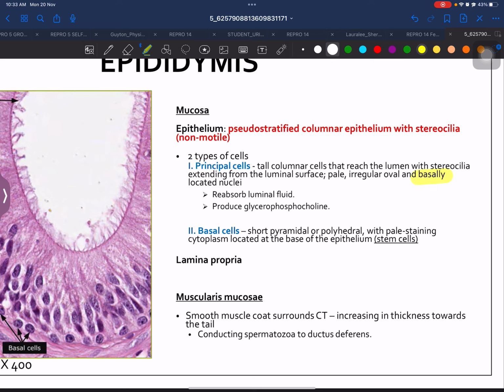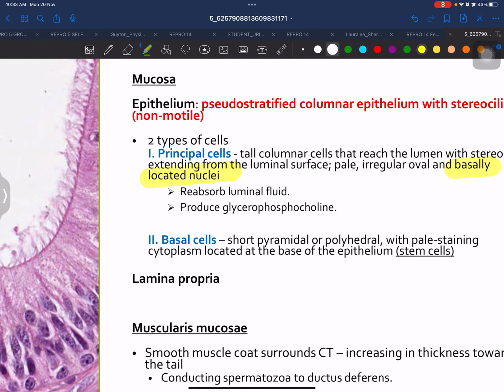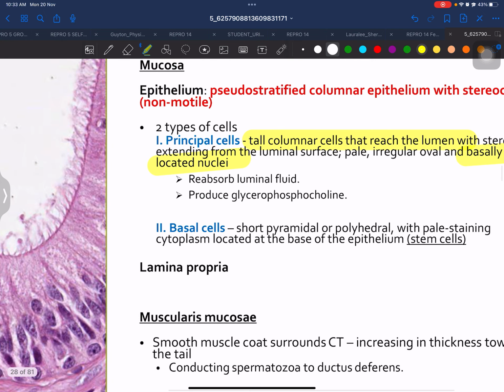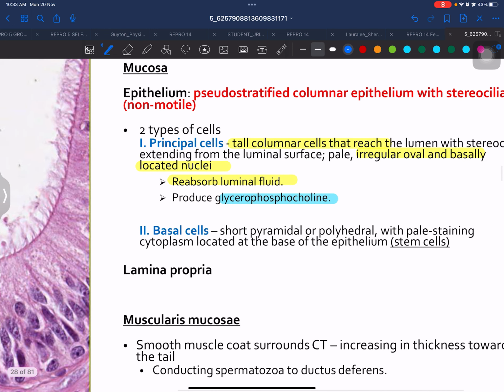And the principal cells are tall columnar epithelium, dia adalah tall columnar epithelium reaching the lumen, with very pale, irregular, and basally located nuclei. Their function is to absorb back the luminal fluid and also produce phosphocholine. These are the secretions of the principal cells.